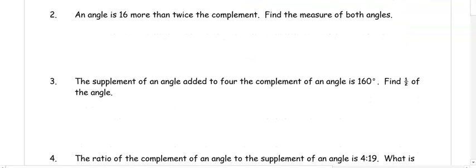In number 2, an angle is 16 more than twice the complement. Find the measure of both angles. So we're looking for the angle and its complement still. So we have "is," which is equals. An angle is represented by x, and then we have twice the complement, so 2 times 90 minus x, 16 more, so plus 16. We're going to distribute: x equals 180 minus 2x plus 16.